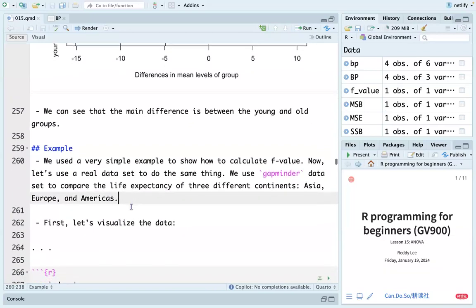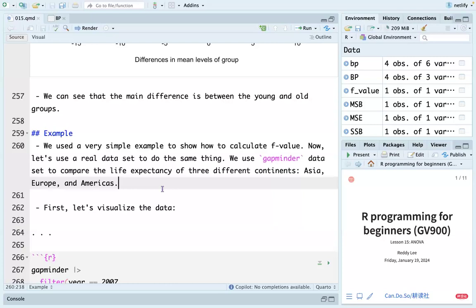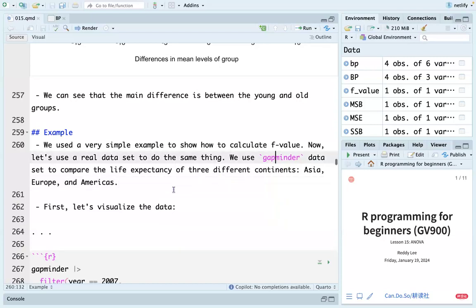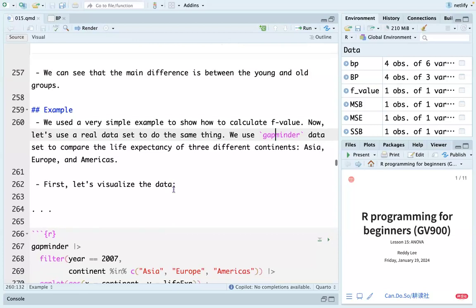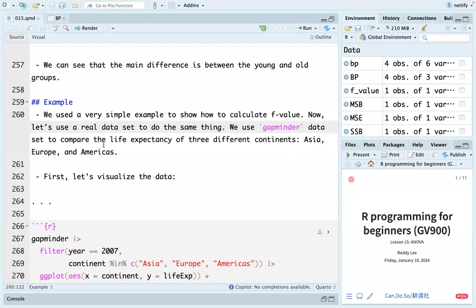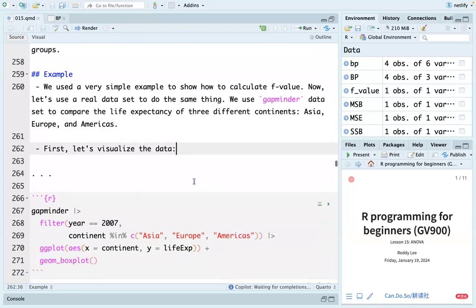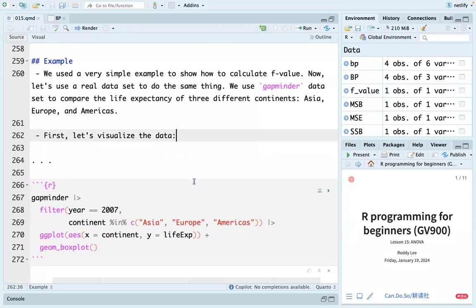So just now we used a very simple example to show how to calculate the F value. Now let's use a real data set to do the same thing. And we use the Gapminder data set to compare the life expectancy of three different continents: Asia, Europe, and Americas. So in the t-test part, we compared two continents, but a t-test cannot do three continents. So here we use three continents and use the ANOVA test.